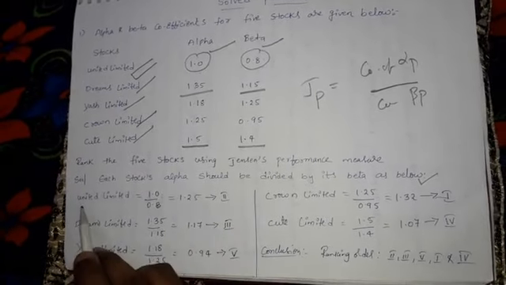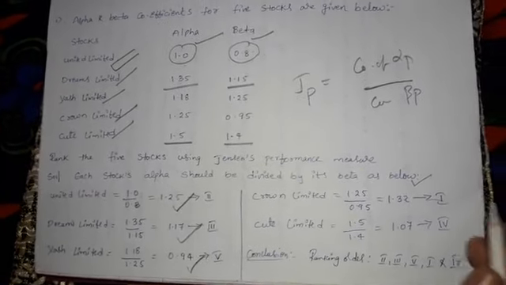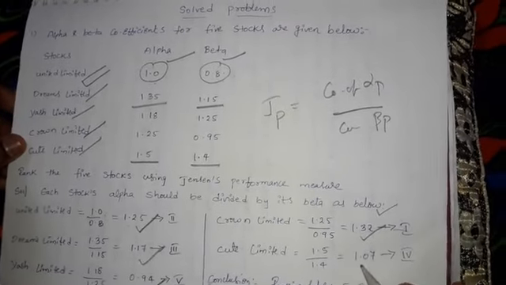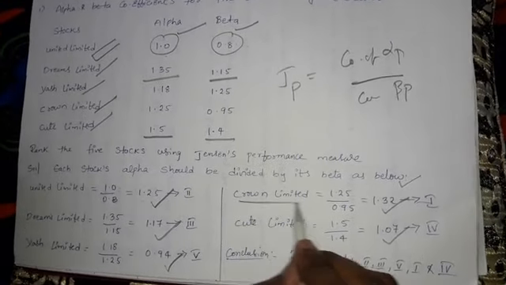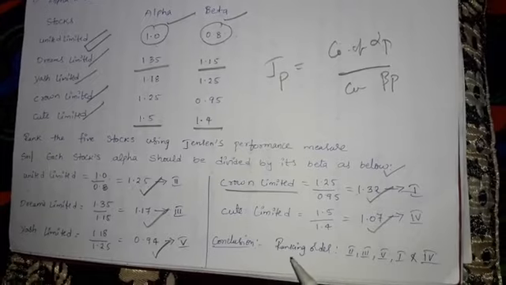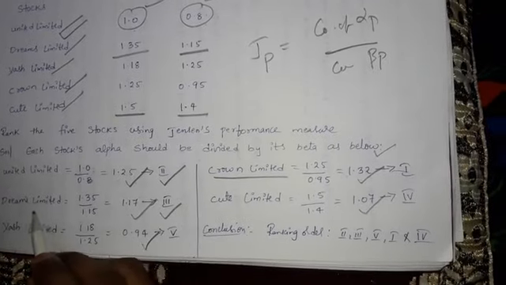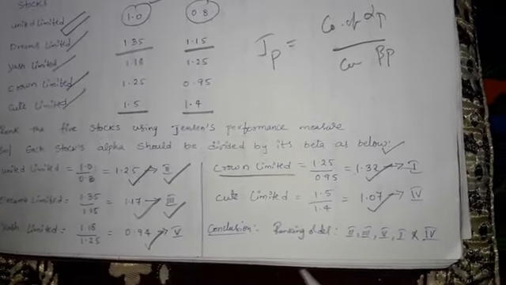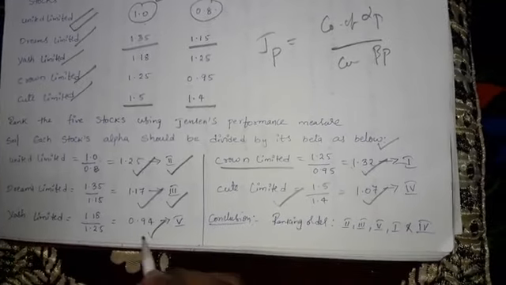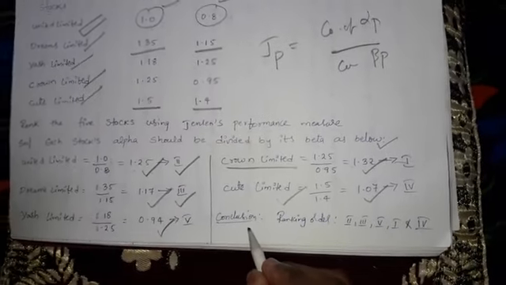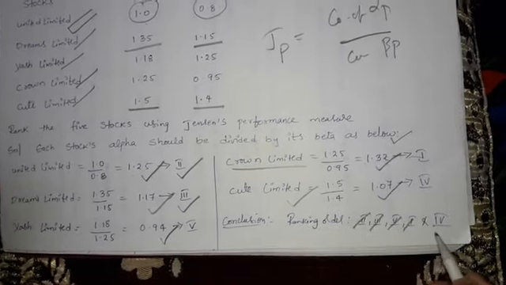We get the values: United Limited 1.25, Dreams Limited 1.17, Yash Limited 0.94, Crown Limited 1.32, Qt Limited 1.07. Comparing these 5 stocks, the highest is Crown Limited, that is 1.32, and the next highest is 1.25, that is United Limited, and the next one is 1.17, the corresponding stock is Dreams Limited, and the next one is 1.07, Qt Limited, and lastly Yash Limited 0.94. These are the ranks. Here the conclusion is ranking order 2, 3, 5, 1 and 4.